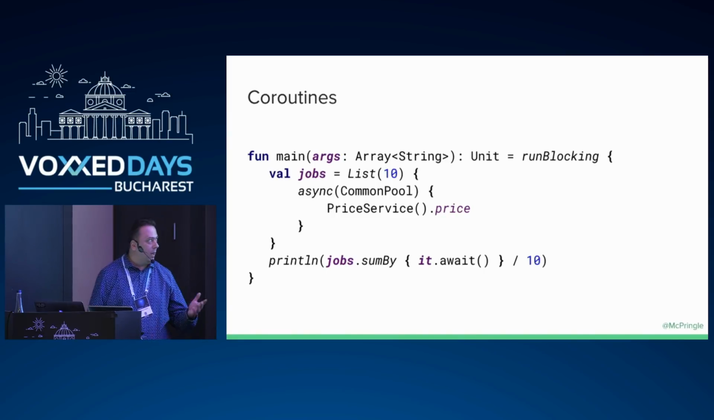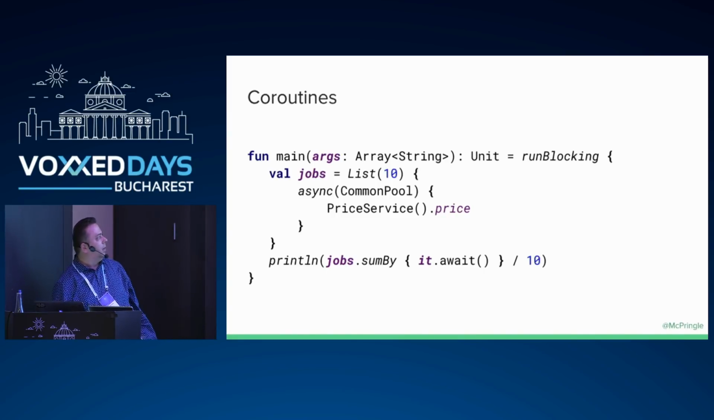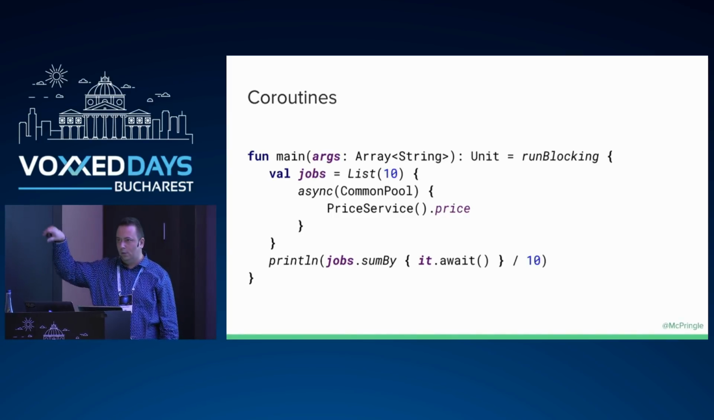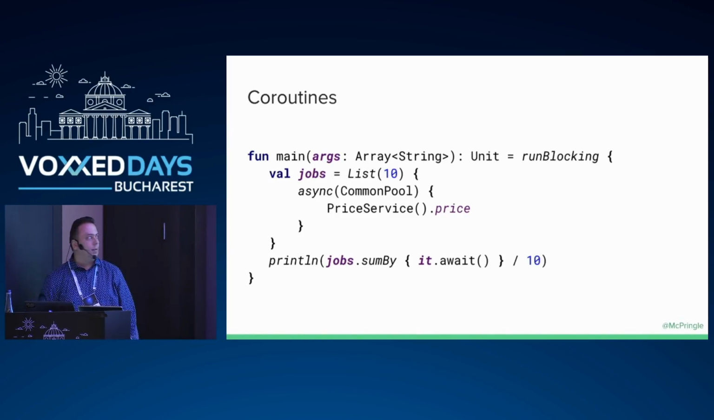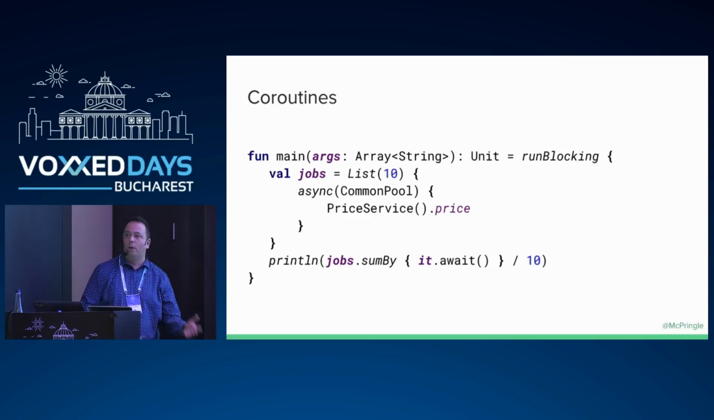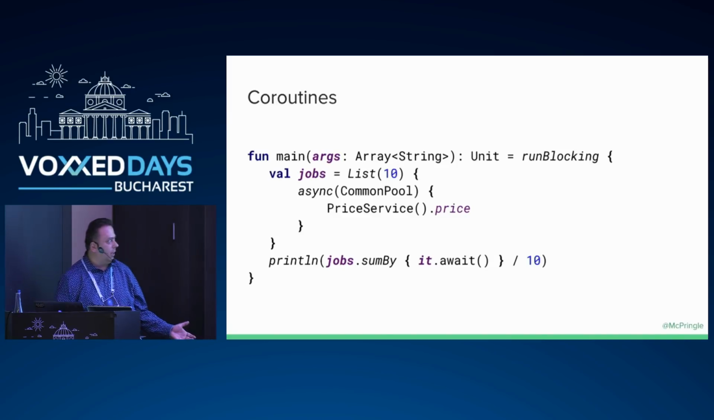I could write, for example, job, then the arrow, and then job.await. But I do not have to. If I do not provide the variable name, I have it.